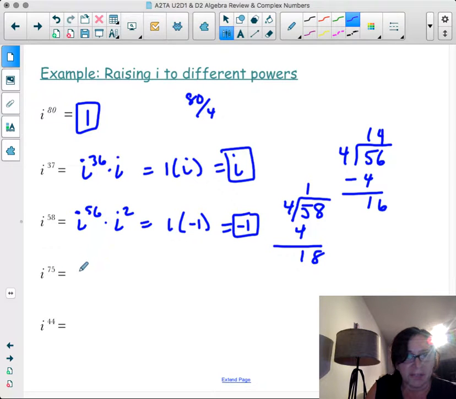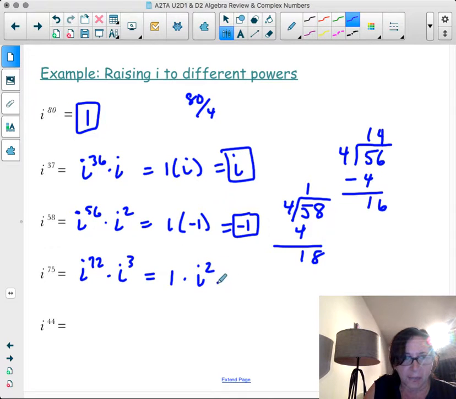i to the 75th power is i to the 72. I can take out 4 divides evenly into 72 times i to the 3rd power. This is 1. So what we have is 1 times i to the 3rd power, which we're going to call i squared times i. And i squared is negative 1. So we have 1 times negative 1 times i, which is negative i.